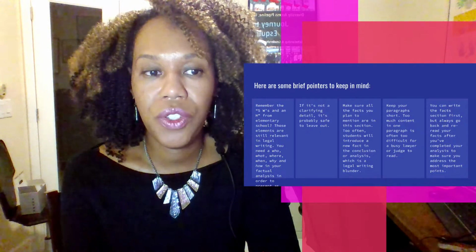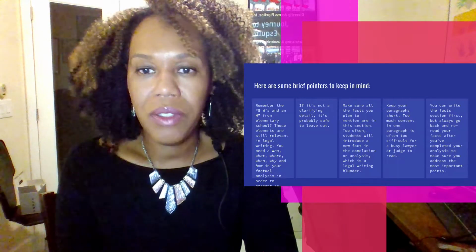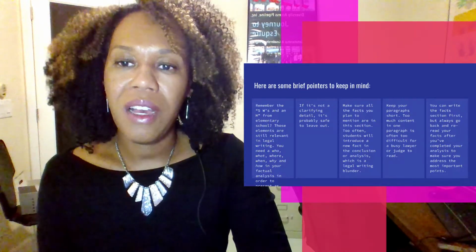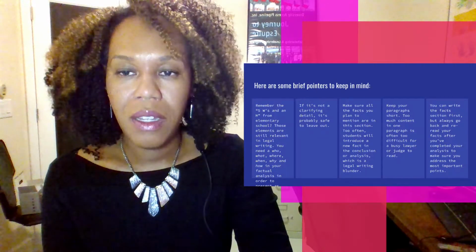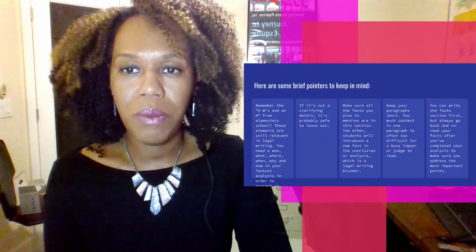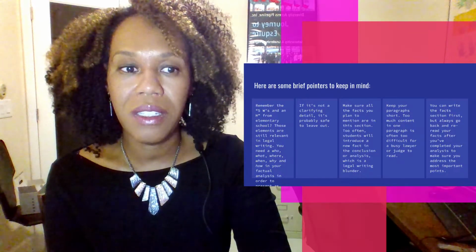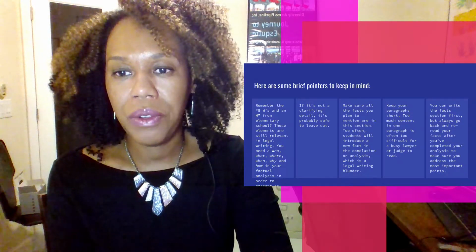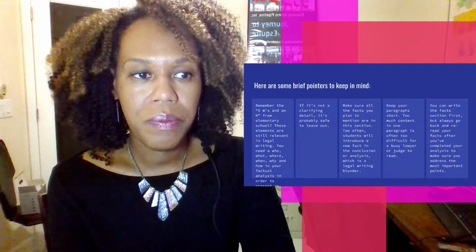Keep your paragraphs short. Too much content in one paragraph just makes it hard to read. Think about those textbooks you read. Even now, the modern textbooks still have these really long, complicated paragraphs, and how hard it was for you to get through it. It wasn't just that you weren't used to it. It's not just that it's a law book. It's written in a way that's difficult to get through. So don't emulate that. Keep your paragraphs short and to the point.